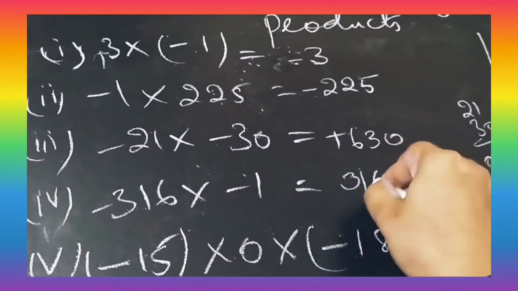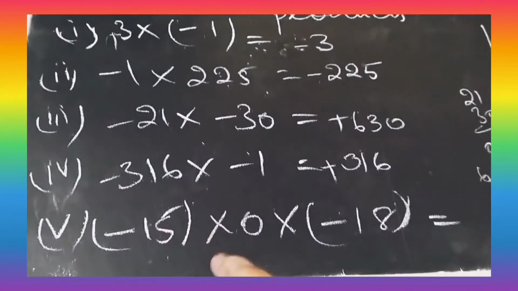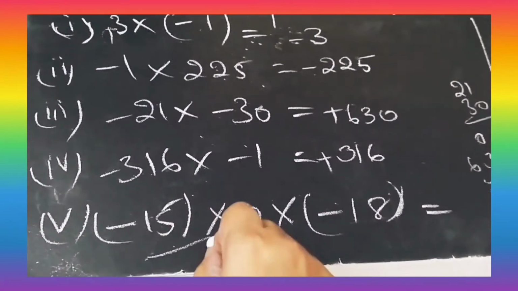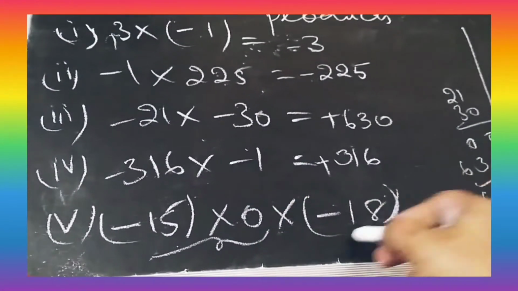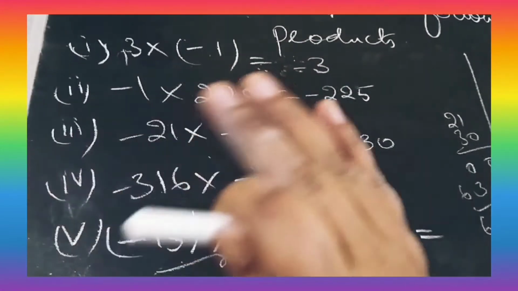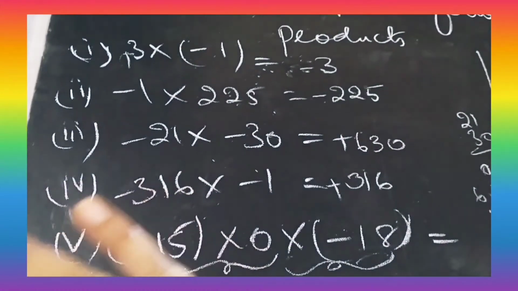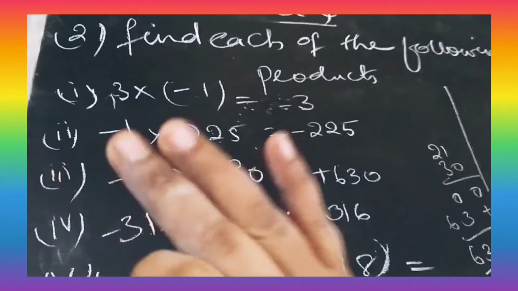Now minus into minus is plus again. Minus 15 into 0. What is minus 15 into 0? It is 0 only. So 0 into minus 18 is 0. Always remember, 0 into something and something into 0 is always 0. When we multiply 0 with something, the answer will be 0 only.